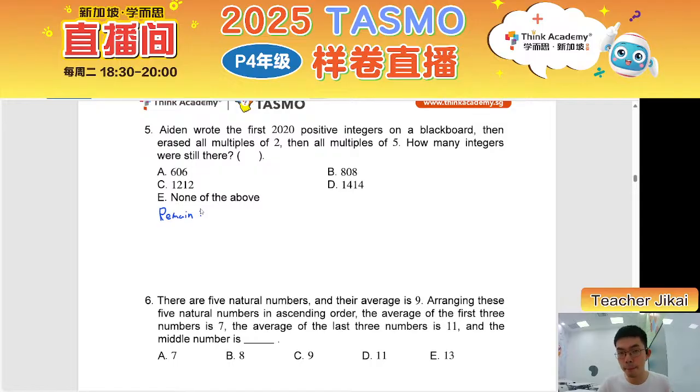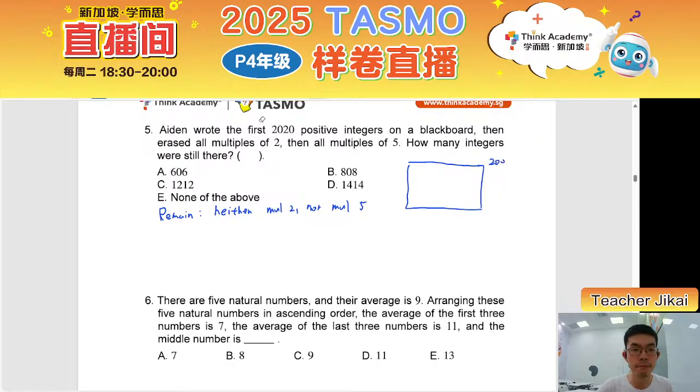So who will remain? Not a multiple of 2 and not a multiple of 5, right? So it is neither a multiple of 2 nor a multiple of 5. So it is this part we are going to ask, right? So for this kind of inclusion and exclusion problem, we need something to help us. It is called a Venn diagram, right? So we can just draw the Venn diagram. So this is the total number, and we know it is 2020, right?